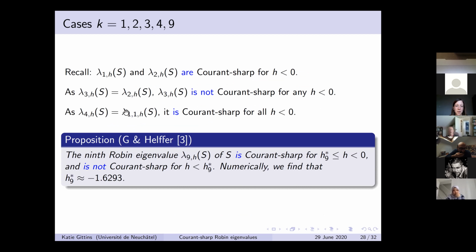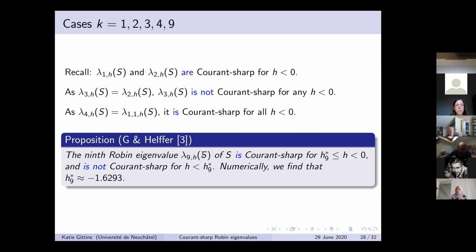The 4th one corresponds to (1, 1). And now for the 9th one, we have the same kind of behavior as in the positive h case, where there is a critical value h9, so that the 9th one is Courant-sharp up to that value, but then afterwards it's not Courant-sharp anymore.